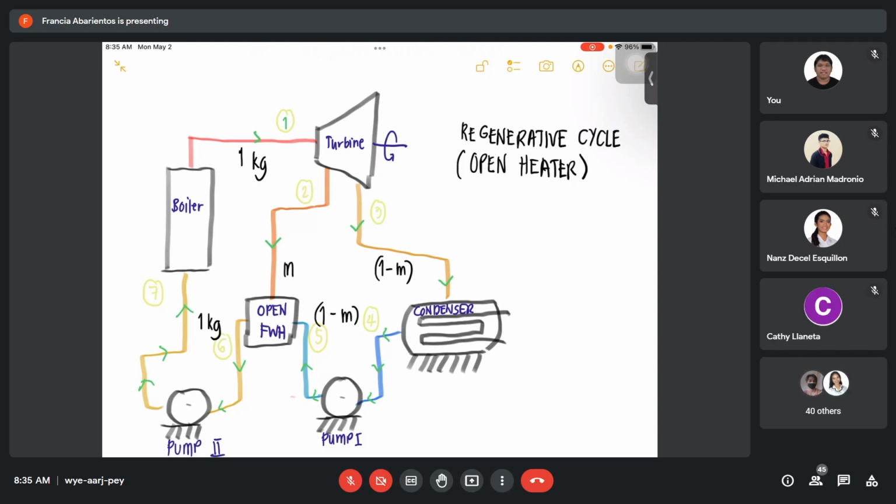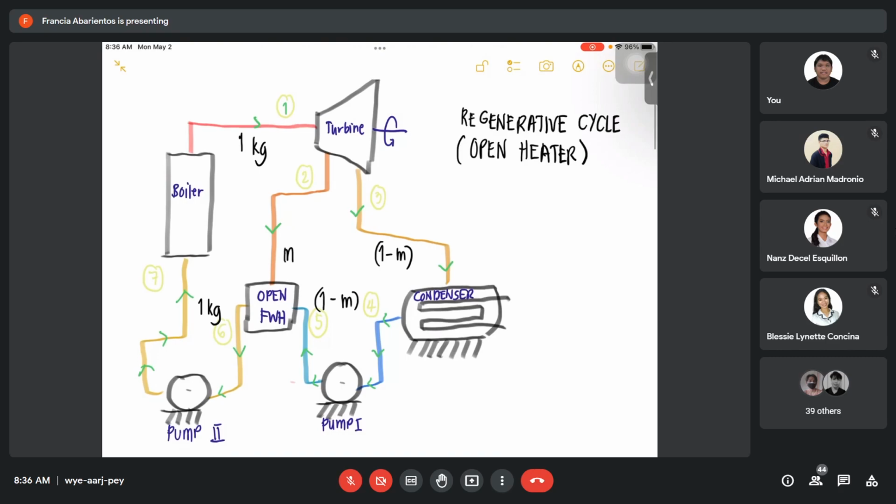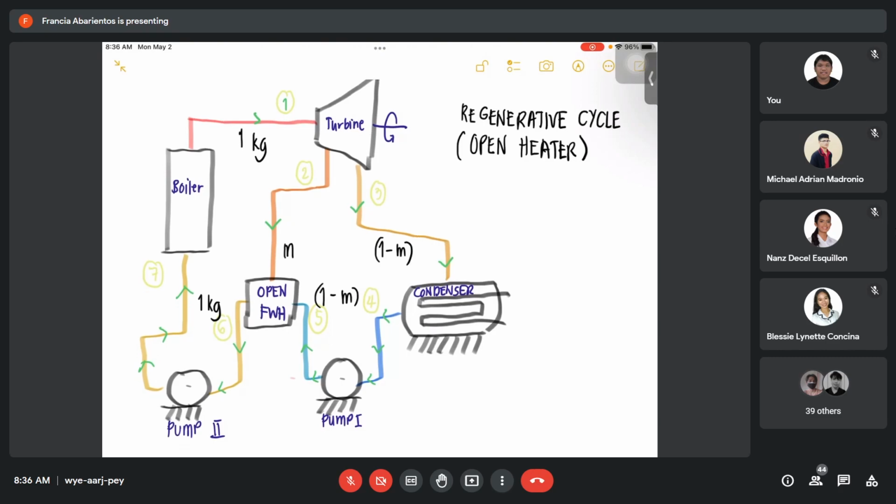Okay? Kung sa reheat cycle, palaging 1 kilogram mass ang entering in each components of the cycle or each part of the cycle. Dito, class, may tinatawag na tayong fraction of steam extracted. Okay? Papasok na yung M natin dito. Okay? Yung mass natin, leaving the turbine that is going to the open or the closed feed water heater. Dito yan, class. Dito, sa open feed water heater. And yung some part is entering the turbine.